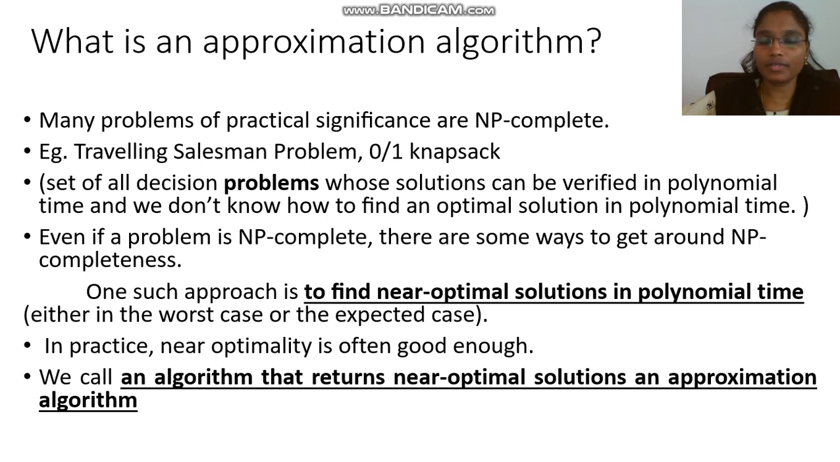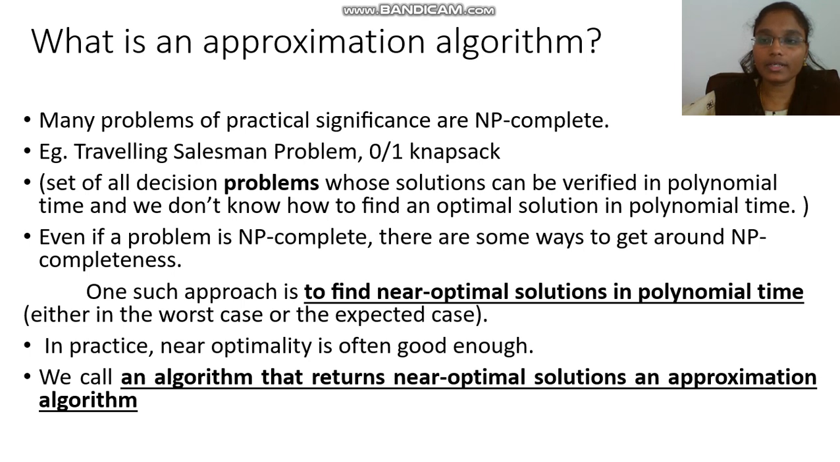It is a set of decision problems whose solutions can be verified in polynomial time, but the optimal solution we cannot find in polynomial time. NP complete problems are the hardest problems in NP. Even if a real-world problem is NP complete, there are some ways to get around this NP completeness, and we can find solutions for it.